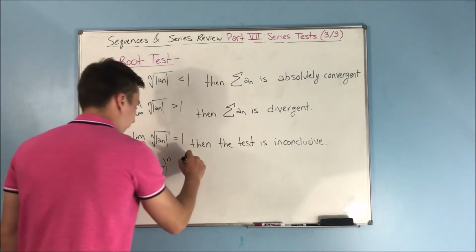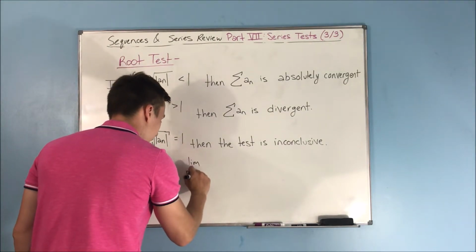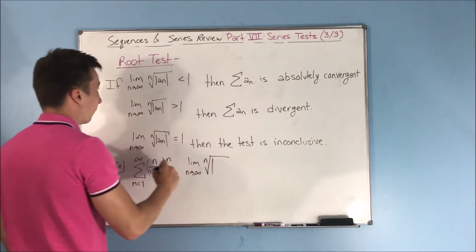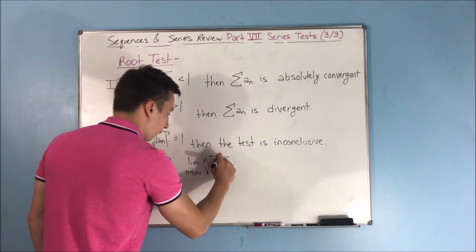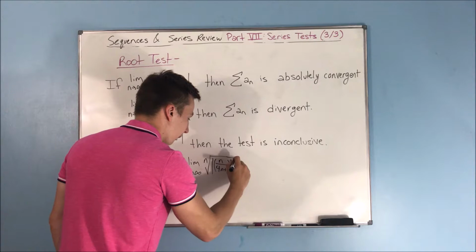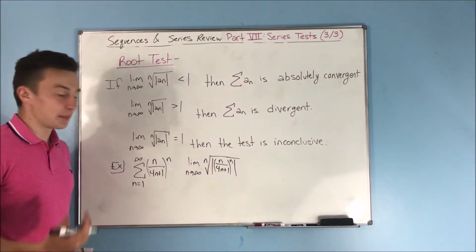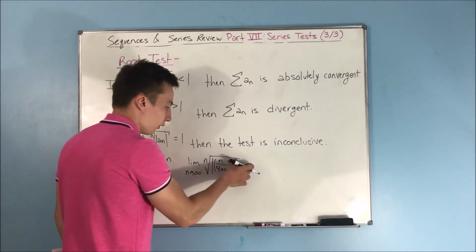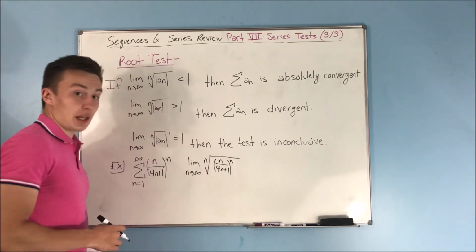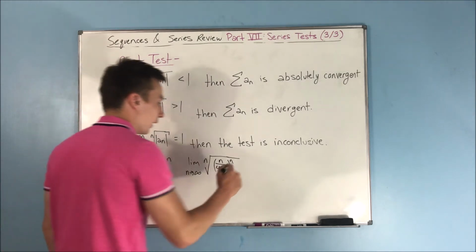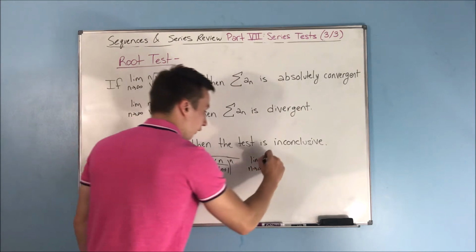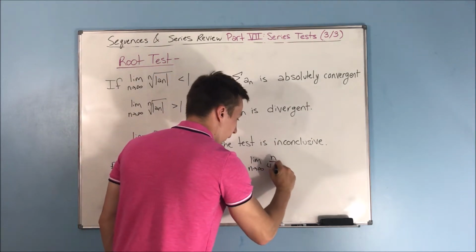So let's take the limit here. Take the limit as n approaches infinity of the nth root of the absolute value of n over 4n plus 1, to the nth power. Now we don't need those absolute value signs because everything inside is positive anyway, okay? And we know that the nth power is going to cancel out with the nth root, right? That's what makes the root test so nice. And we end up with the limit as n approaches infinity of n over 4n plus 1.